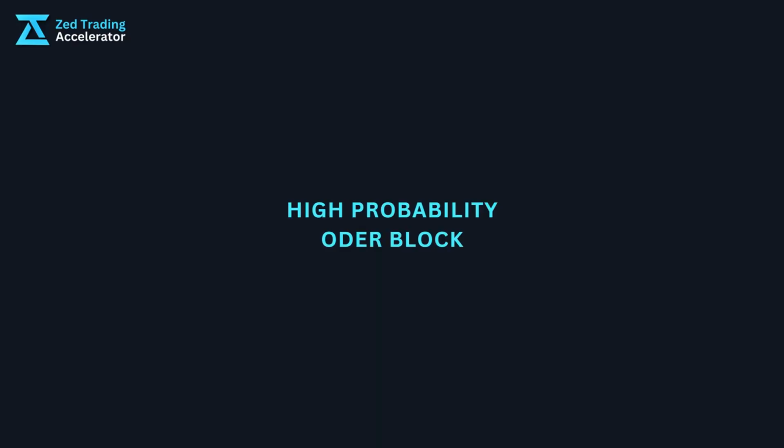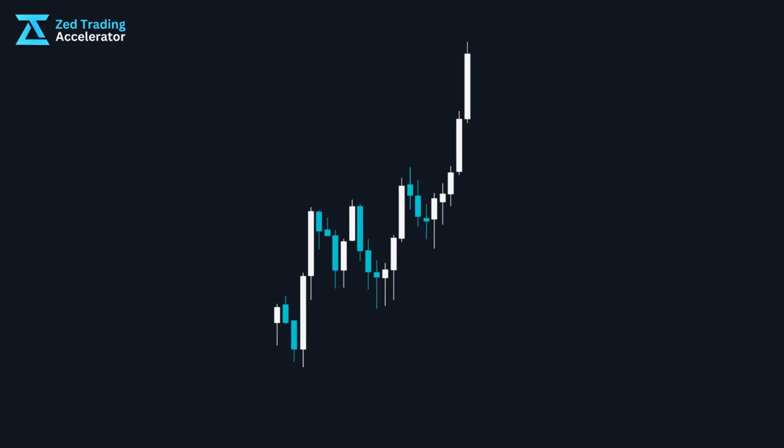So here is the high probability order block. This should be the order block that you should be looking for when you are looking to enter a trade. Now, try to see if you can find the high probability order block.